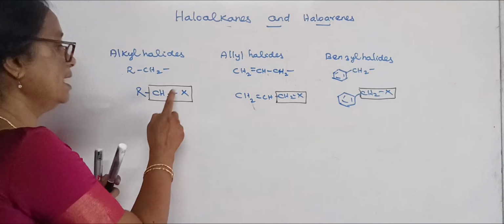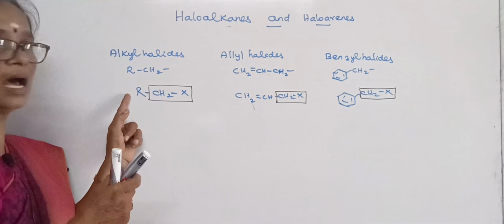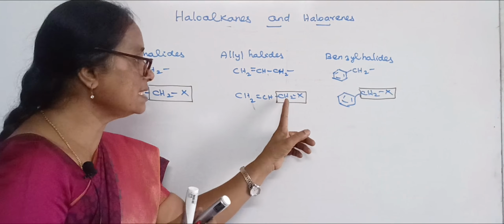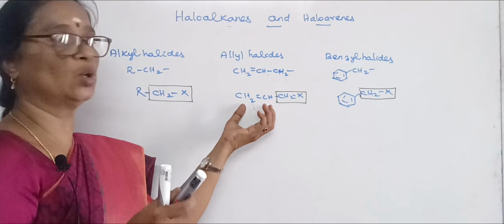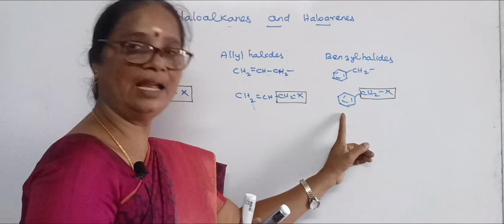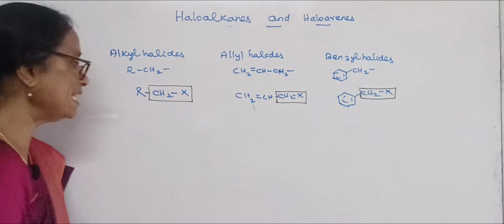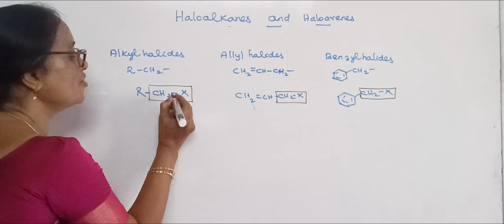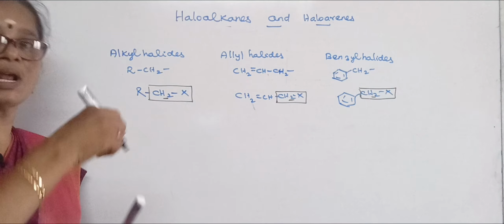In all these cases, we may find the CH2 has one alkyl group, and this CH2 has one vinyl group, that is the ethenyl group, and here this carbon has one phenyl group, phenyl is C6H5. Now let us replace one of the hydrogens of this one by one more alkyl group.